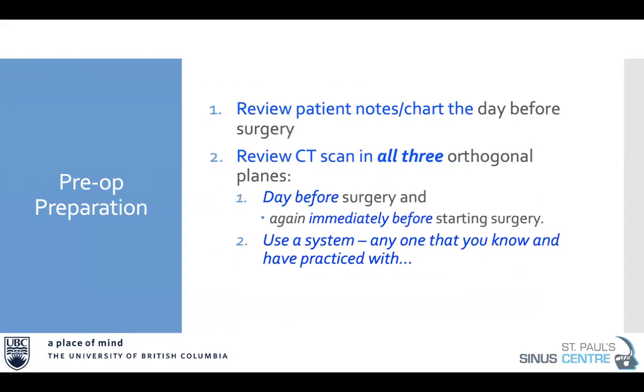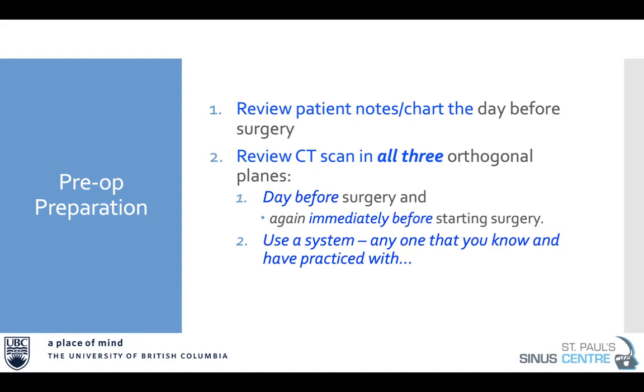So before you start, review the patient notes and the chart the day before the surgery. Review the CT scan in all three orthogonal planes, and we'll talk about the importance of that in a few minutes. Do this the day before surgery, the evening before surgery. I do this with my fellows the day before surgery, and then do it again immediately before you start surgery. And the importance for doing this is to create a 3D image of the anatomy in your head, because your brain is the ultimate image guided system, not the Medtronic Stealth or whatever image guided system you're using. It's really the ultimate image guided system is your brain.